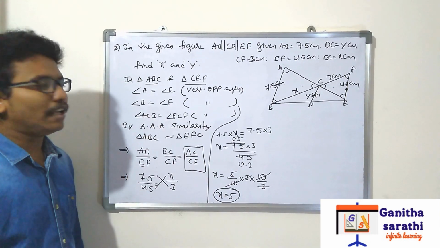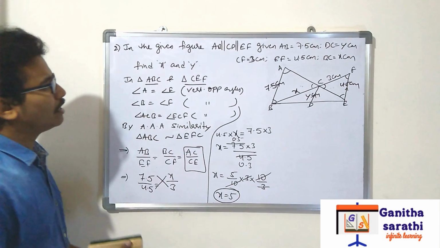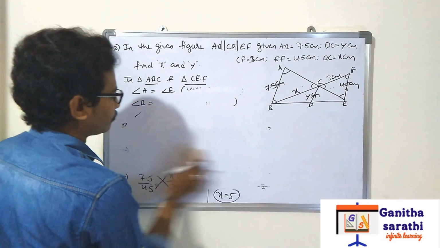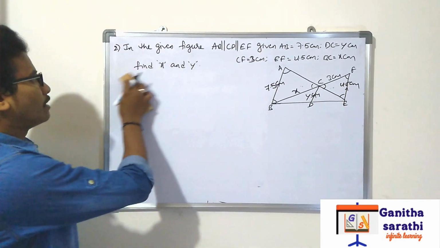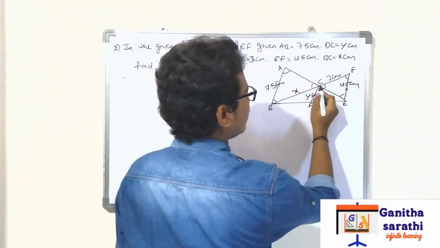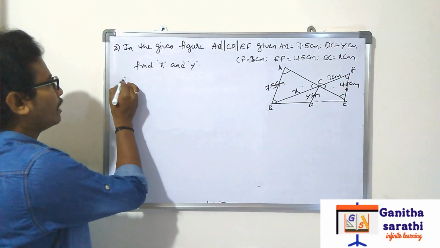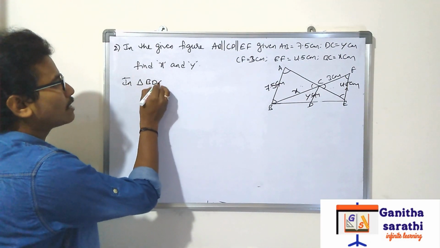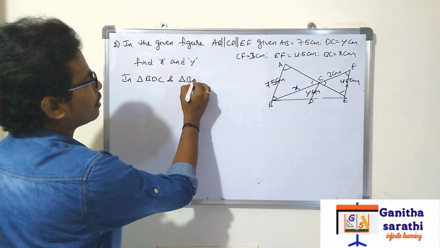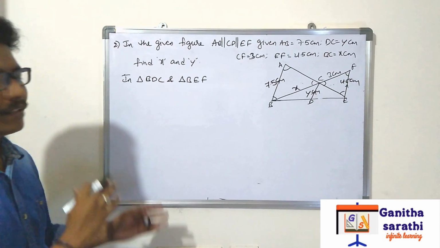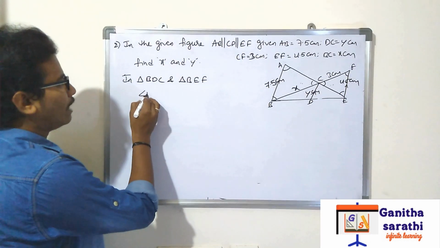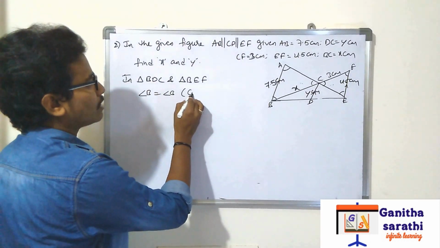Now we will find the value of Y. For finding the value of Y, we will take another two triangles. What are the two triangles? See here. For finding the value of Y, take these two triangles, triangle BDC and triangle BEF. First you prove the angles which are equal. We know that angle B is the common angle. Angle B is equal to angle B. That is common.